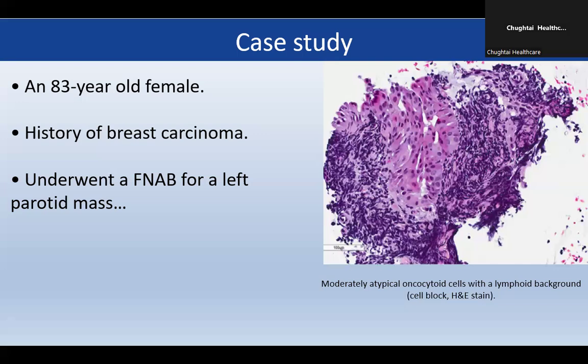Could it be Warthin? Potentially, yes. Or some oncocytoid neoplasm. And even some malignant neoplasms have oncocytoid variants. So for this case, the differential diagnosis includes benign and some of the malignant neoplasms.